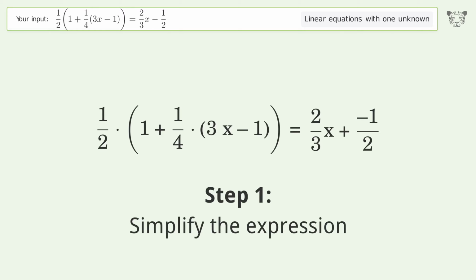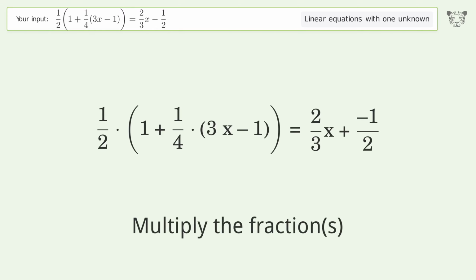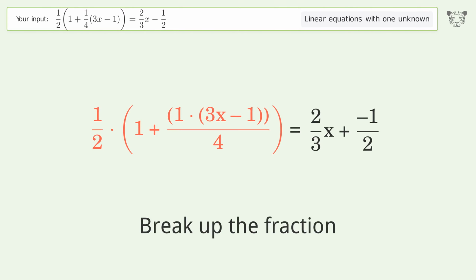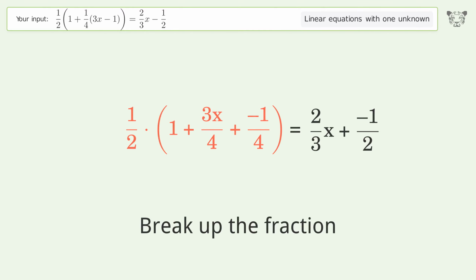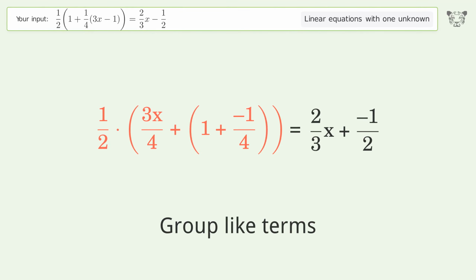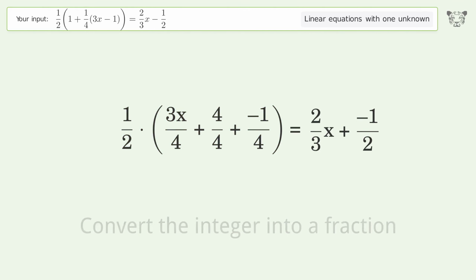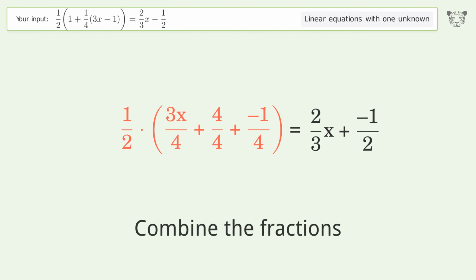Simplify the expression. Multiply the fractions. Break up the fraction. Group like terms. Convert the integer into a fraction. Combine the fractions.